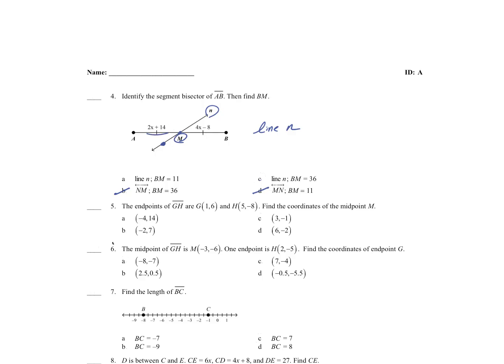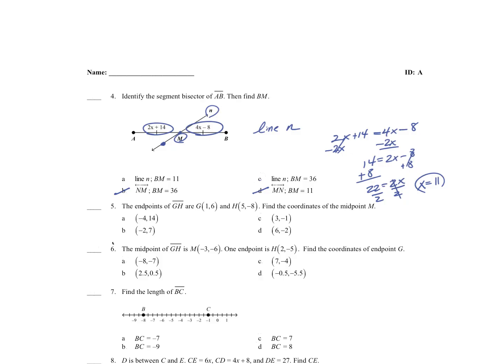So that would allow me to cross off this, and it's asking me to find BM. So I know that this piece is equal to this piece. So I'm going to set up an equation. So we're going to say 2x plus 14 equals 4x minus 8. So I'm going to solve for x. Okay, so we could bring over the 2x. So subtract the 2x. So I get 14 equals 2x minus 8. I'm going to bring the 8 to the other side, so add over the 8. So we would get 22 is 2x, divide by 2, and we get x equals 11.